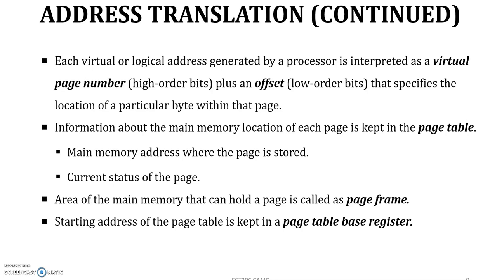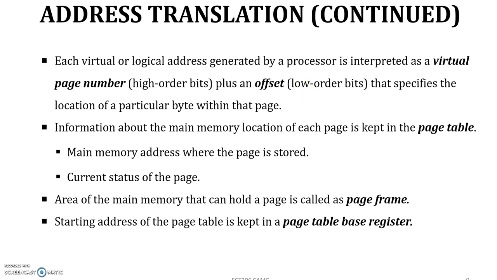Each virtual or logical address that is generated by the processor is interpreted as a virtual page number plus an offset that specifies the location of a particular byte within that page. So the processor is generating a virtual address or logical address. The logical address consists of two parts, the virtual page number and an offset. The offset specifies the location of that word within the page.